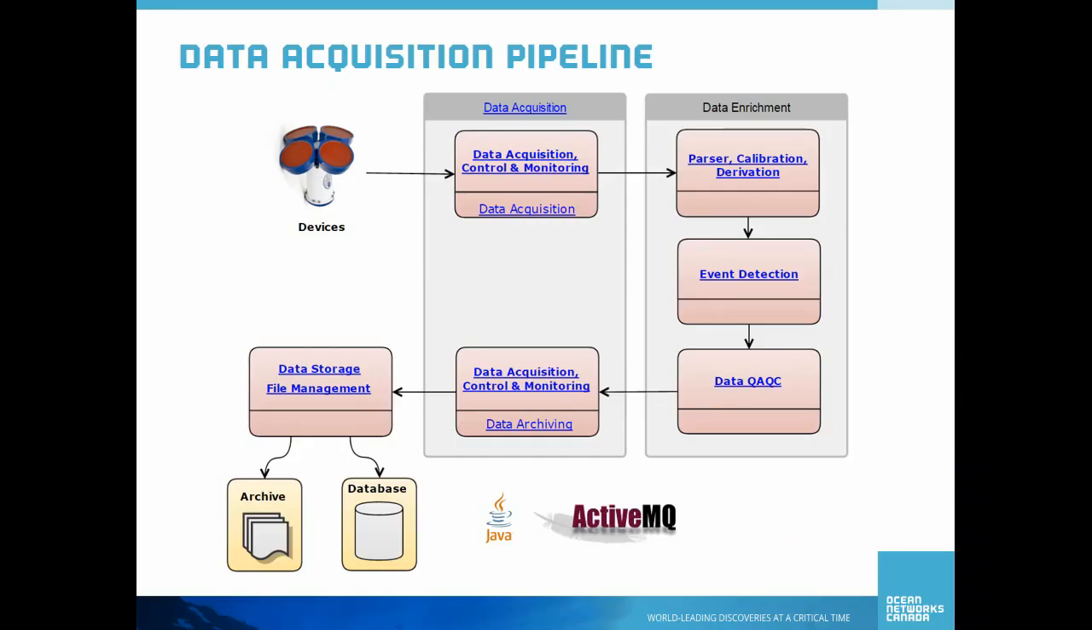A little bit more detail about the data acquisition process. We interact with devices through the data acquisition module. This is a Java development diagram. After that, we parse, calibrate, detect events, apply QA/QC, archive it, and put it in the file archive and a Postgres or Cassandra database.